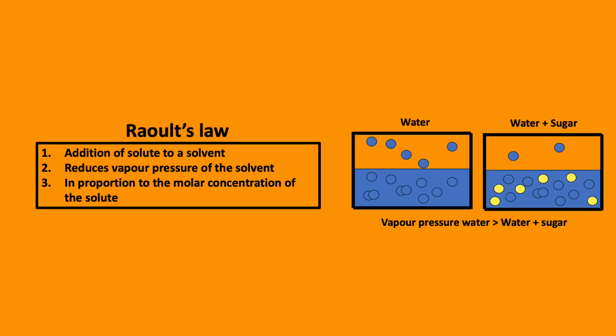This is the pressure above a liquid in a sealed container. At equilibrium, the number of particles leaving the liquid is equal to the number of particles returning to the liquid. If we add a solute, for example sugar, to the solvent, there are fewer solvent molecules on the surface, and this will lead to fewer solvent molecules being released into the vapor phase. Raoult's law states the addition of a solute to a solvent reduces the vapor pressure of the solvent in proportion to the molar concentration of the solute.